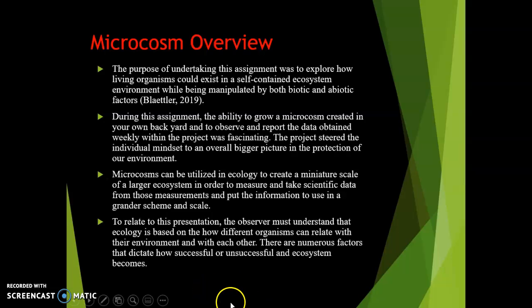To relate to this presentation, the observer must understand that ecology is based on how different organisms can relate with their environment and with each other. There are numerous factors that dictate how successful or unsuccessful an ecosystem becomes.